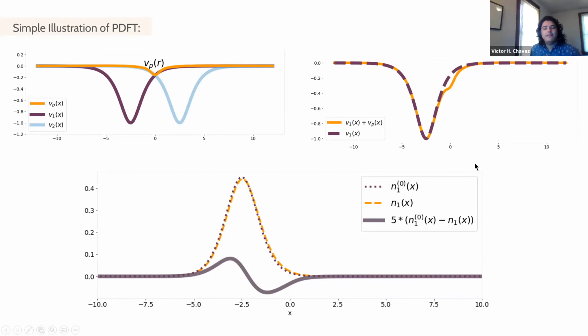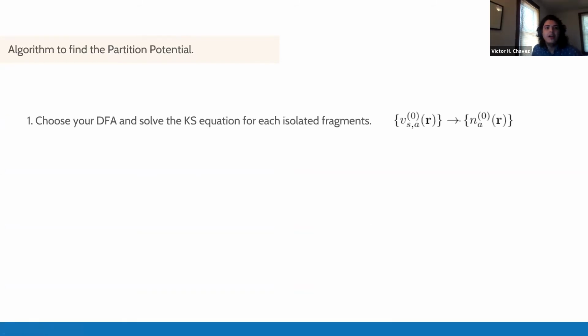So here, what I did, of course, was I just brought you the VP and told you, okay, this is what happens. This is what you need to build your theory of molecular fragments. But this is obviously easier said than done. So here I'm going to go briefly over the algorithm that we can use to find the true partition potentials given a density functional approximation. So what we're going to do is choose our DFA, and then solve the Kohn-Sham equations for each isolated fragment. So of course we have each of the external potentials that lead to the individual densities for fragments.